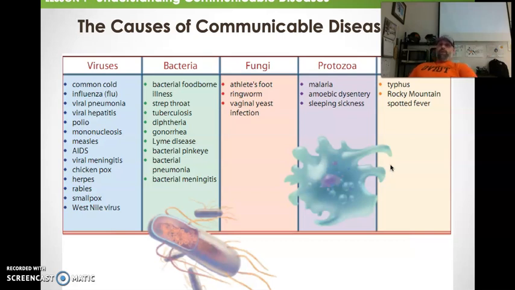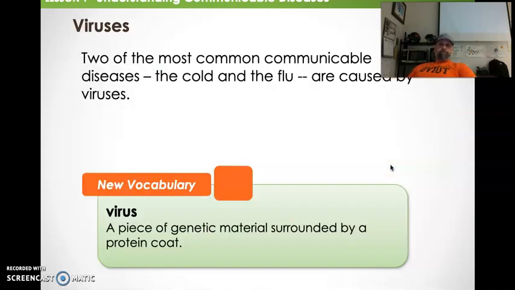These are what we're dealing with in our world right now, and COVID-19 is a virus. Two of the most common communicable diseases that are considered viruses are the cold and the flu, both caused by viruses. Or you could talk about coronaviruses. They say coronavirus when they're talking about COVID-19, and the reason the number 19 is after it is because it's the coronavirus that was identified in the year 2019.